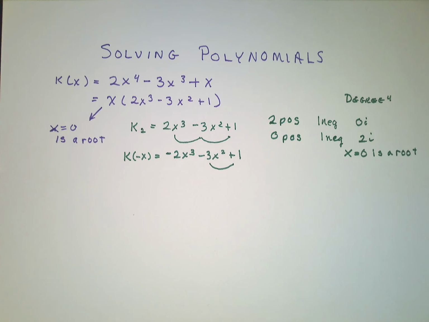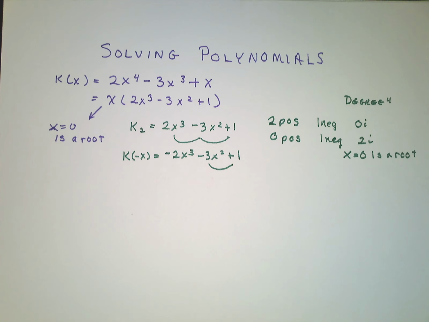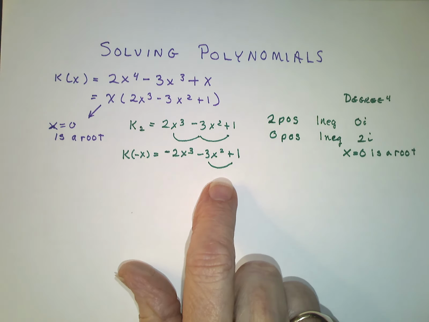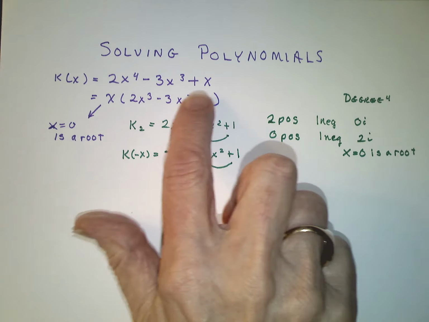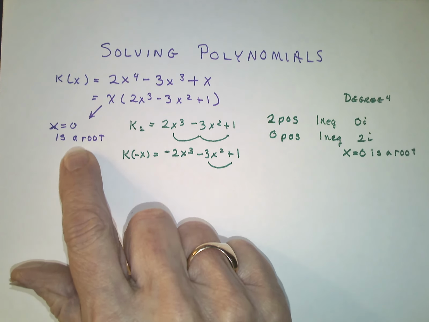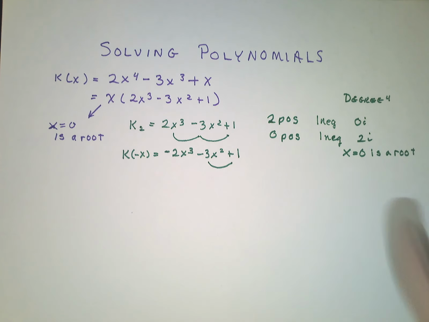We'll start off with a problem that we already started. When we were examining Descartes' rule of signs, we did this problem. It was possible to factor out a common factor. We already knew one of the roots. So we already have one root. We're supposed to find as many as we can.